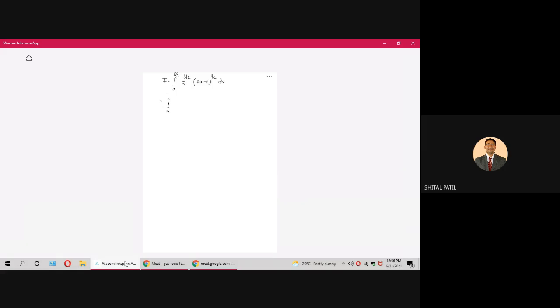Limits converted into 0 to pi by 2, x, that is 2a sine theta, raised to 3 by 2. I think we have made a small mistake. It should not be 2a sine theta, it should be 2a sine square theta. How can we make the required change? Else we will not be able to convert that into cos theta. Okay, let me make a small change from here.